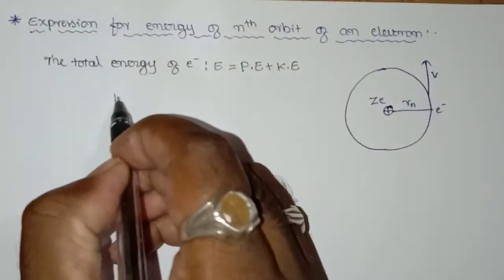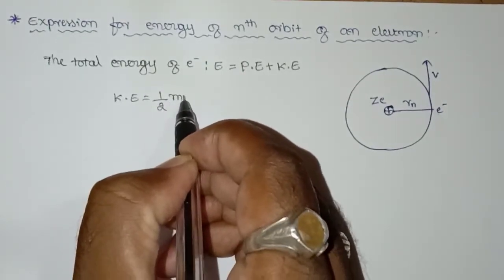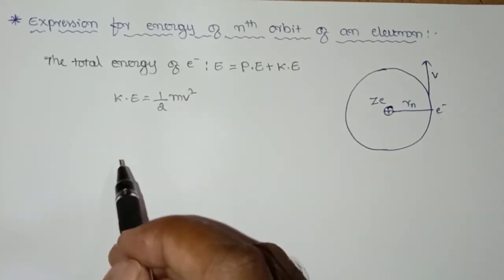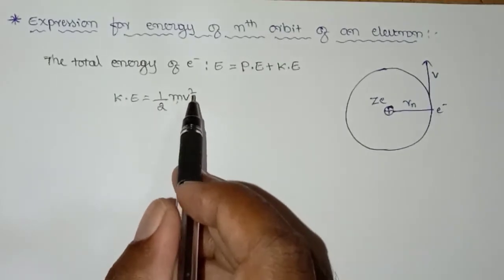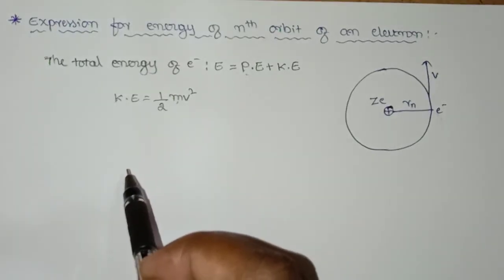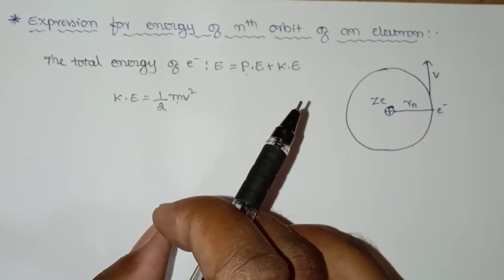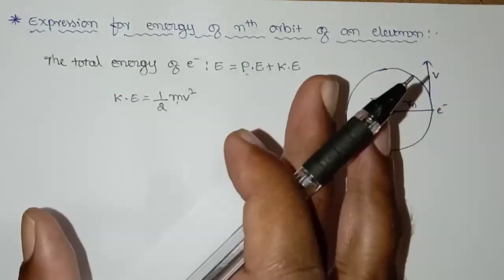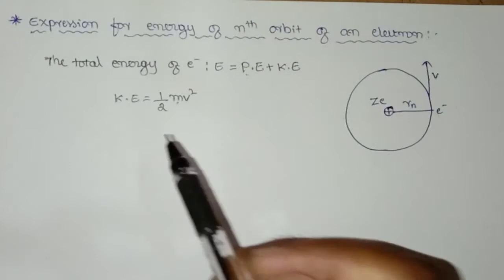And we know that the value of kinetic energy is equal to half mv square. This is the mathematical expression given for the kinetic energy, provided m is the mass of the electron and v is the velocity of the electron. And we need to calculate the value of potential energy. And remember one point, if you consider the position of the electron at infinite distance, okay? By definition, the potential energy is the energy of an electron when it is present at a distance r from the nucleus, right?